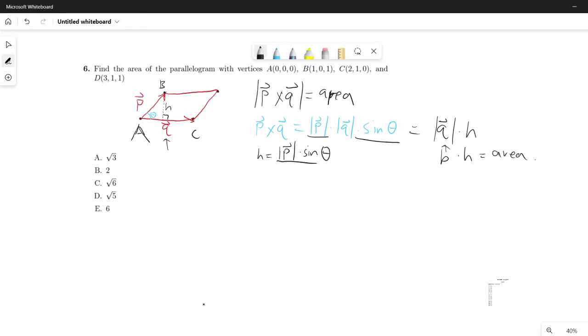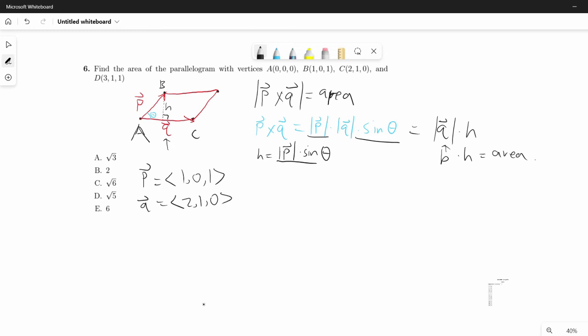So armed with that knowledge, let's first of all get the vectors P and Q. This is really simple. Since A is 0, 0, 0, P will be just 1, 0, 1, right, it'd be B minus A. And then Q will be AC. So C's coordinate minus A's will be 2, 1, 0.